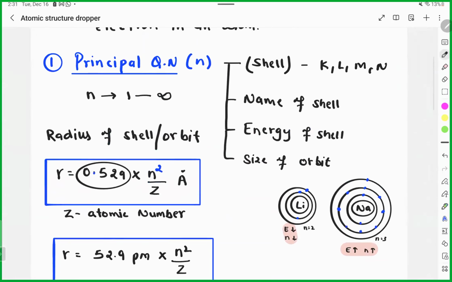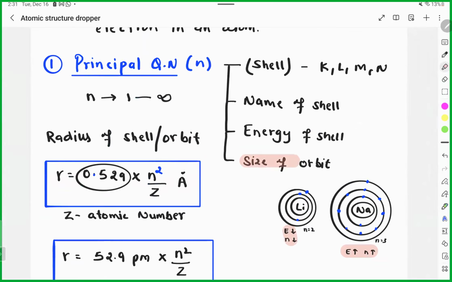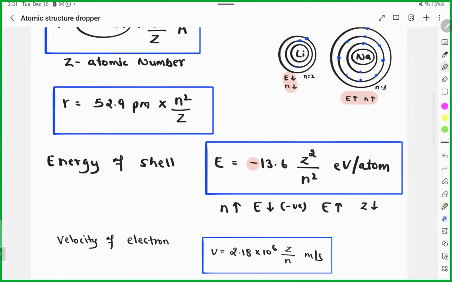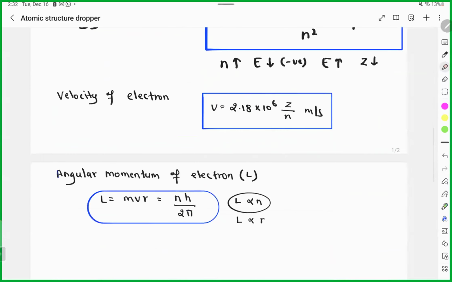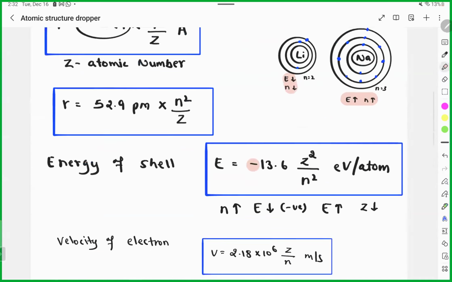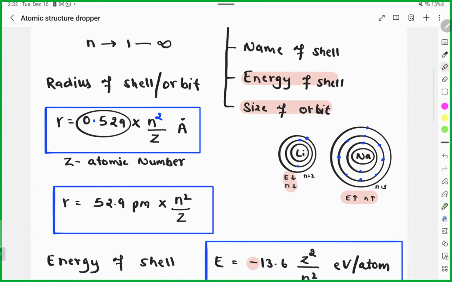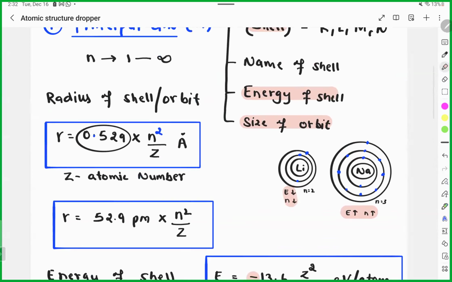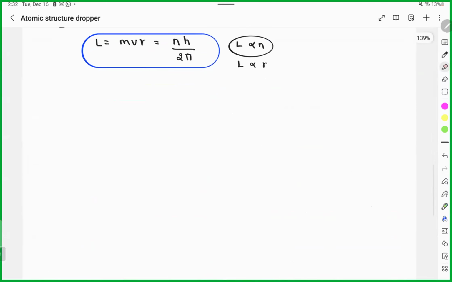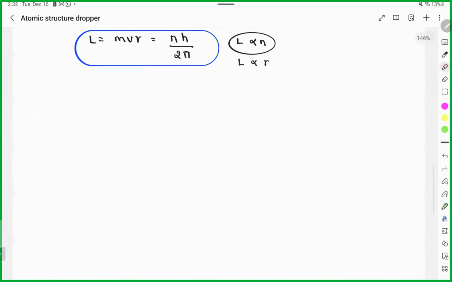One of the most important parts is it decides the size of the orbit or orbital, also energy, and which is the shell. Overall, it tells about the shell. Any doubt, guys? No need to remember anything. It's just key. Because of this shell n, we can calculate radius, energy, velocity, and angular momentum. Many things. Done. Sufficient for first instance. Understood? Move to the second part.